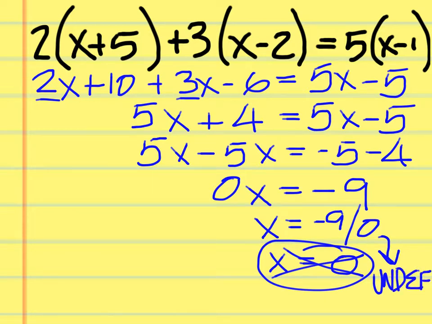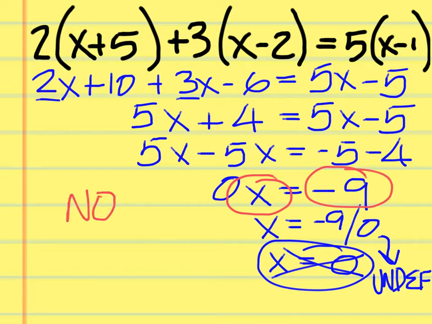Or if you look at the problem as a whole and notice that you could pick any number in there and it's not going to come out to be right. There's no number you can multiply by 0 in order to get -9. So you could put undefined or no solution.